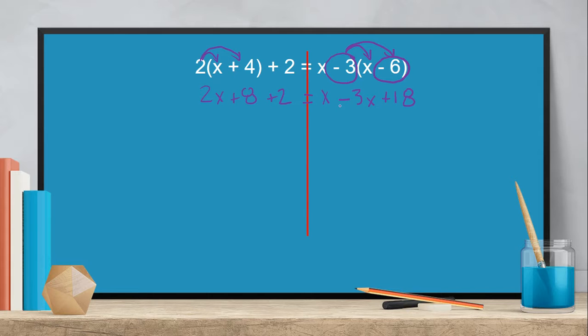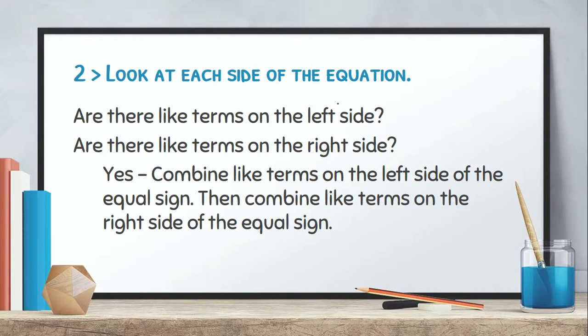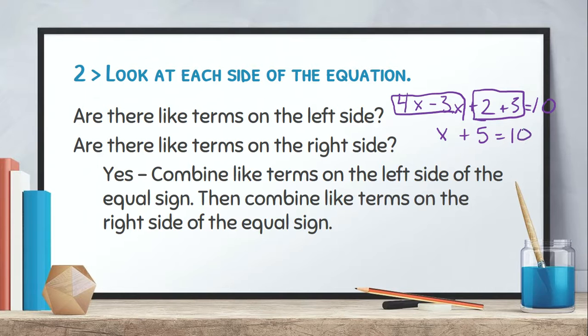I've distributed everywhere. So the second step, and we're following down, look at each side of the equation. Are there like terms on the left side? Are there like terms on the right side? Like terms means they have the same last name. So 4x minus 3x plus 2 plus 3 equals 10 has like terms. 2 and 3 are constants. They have no last name. They're like terms. 4x and -3x are like terms, so we can combine them. Well, 4x minus 3x in this case would become x, plus 2 plus 3 is 5, and that would equal 10. So I combine my like terms.